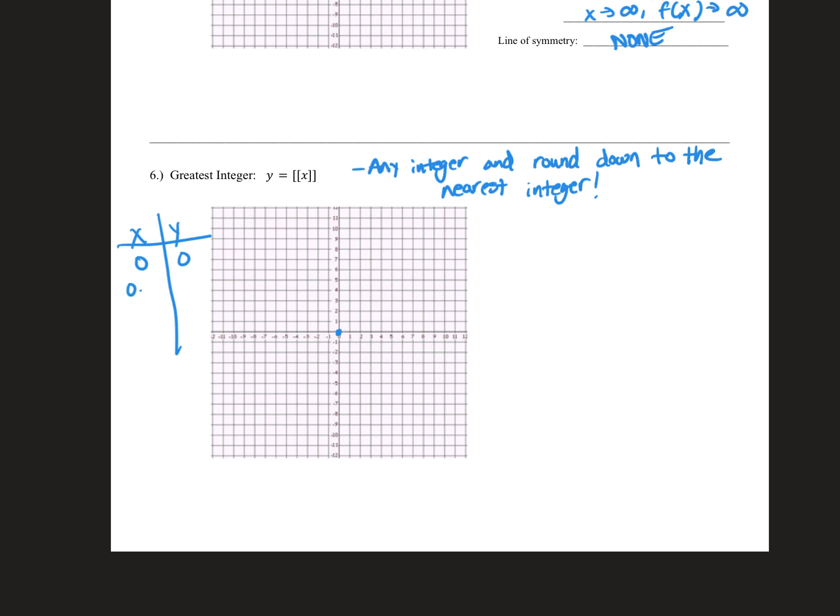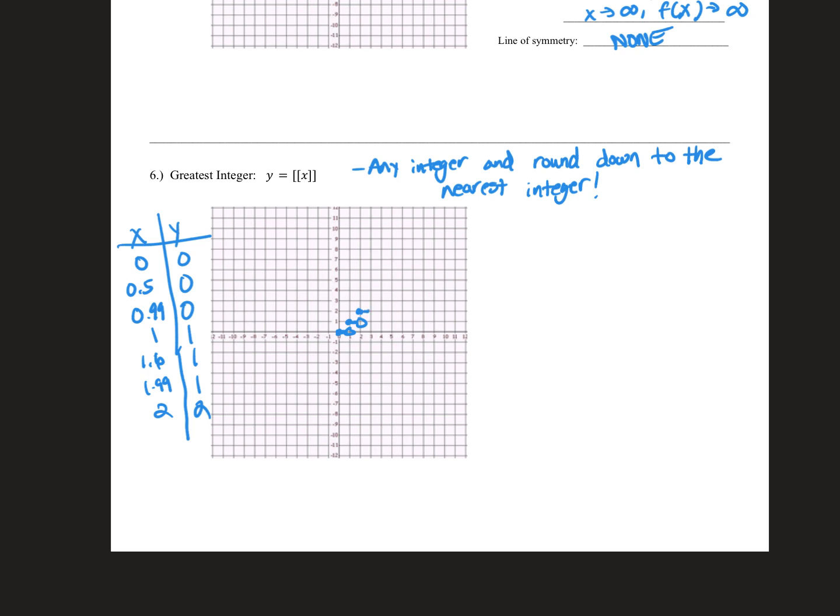If I ask you what does 0.5 round down to as the nearest integer, that's 0. If I asked you what 0.99 rounds down to, well, that rounds down to 0. So anything smaller than 1 is going to round down to 0. But if I ask you what does 1 round down to, well, 1 rounds down to 1. And 1.6 rounds down to 1. And then 1.99 rounds down to 1. Anything smaller than 2 will round down to 1. But as soon as I hit 2, 2 rounds down to 2.